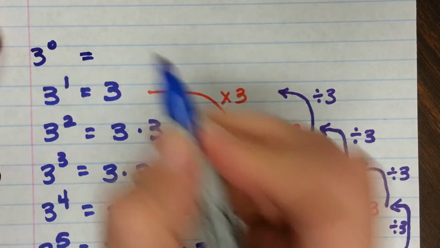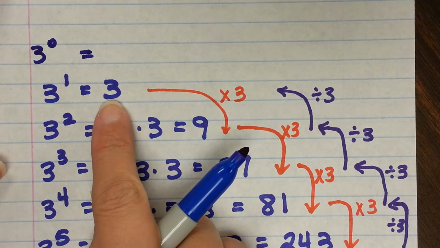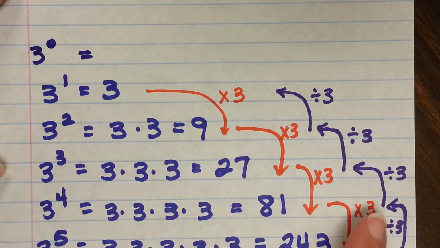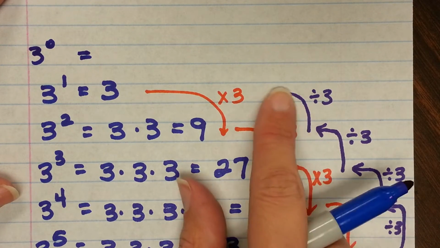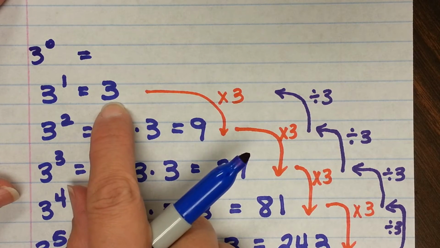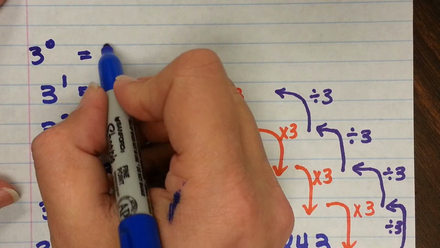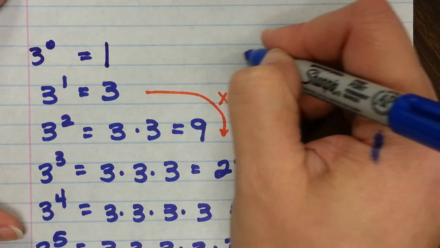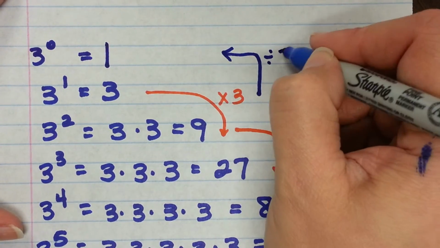I need to figure out what that's equal to, because it's not really 3, and it's not really 0. So I'm going to use my pattern. Notice a while ago I was dividing by 3 when I was going up 1. So here if I do 3 divided by 3, I'm going to get 1. That makes sense. Going from here to here would still be dividing by 3.